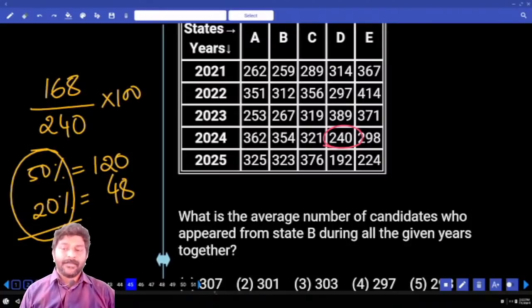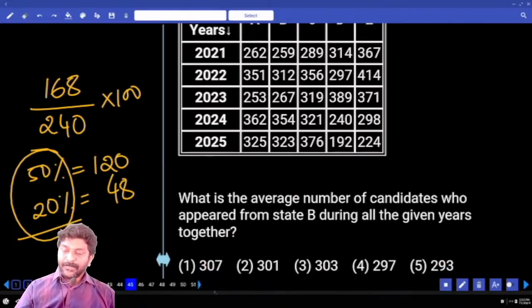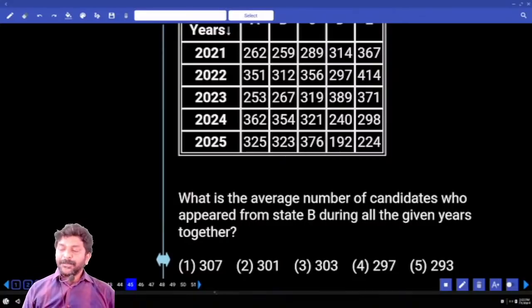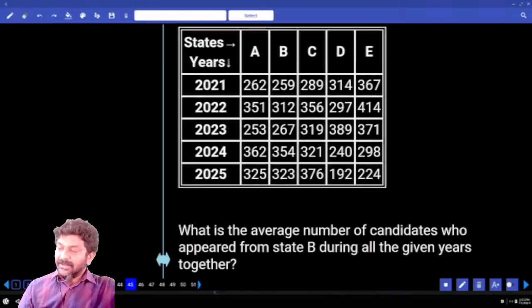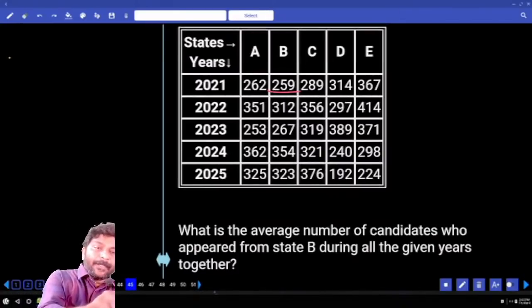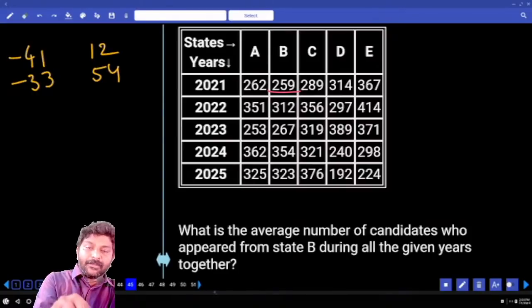Over. What is the average number of candidates who appeared from state B during all the given years together? Right. So one thing is you can start with benchmark. So can we start with benchmark? Yes. So by looking at options, your benchmark can be 300. Right. So first fellow, this is 299, 1 less. Next number, 12 more. Next number, 297, 3 less.